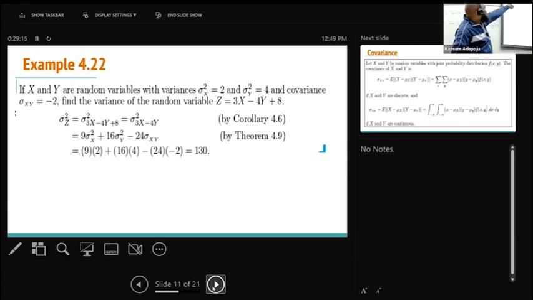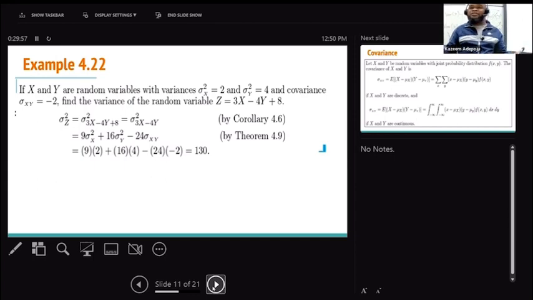Now, they want you to figure out the variance of a linear combination Z, where Z equals 3X minus 4Y plus 8. But there's something I need you to know. If I'm seeking to get the variance of AX plus BY plus C, where A, B, C are constants, this is the same thing as the variance of AX plus BY, because a constant does not vary. Something that is a constant doesn't vary.